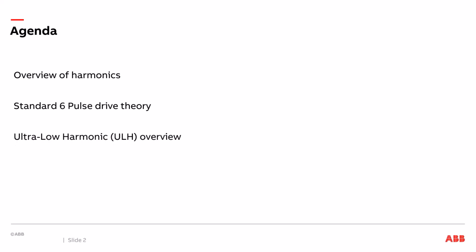Let's look at the agenda for this presentation. We're going to do a quick overview of harmonics, just to make sure everybody's on the same page on what harmonics are. Then we're going to do a standard 6-pulse drive theory. This short overview of 6-pulse drive theory is needed to understand the ULH drive. The ultra-low harmonic drive, the ULH, we will do an overview of how the system actually operates. Then we will go into a detailed explanation of the ACH580 Ultra-Low Harmonic Drive and how the active front end operates. This will be a detailed explanation using very little math, but it will help you understand how an active front end drive actually operates.